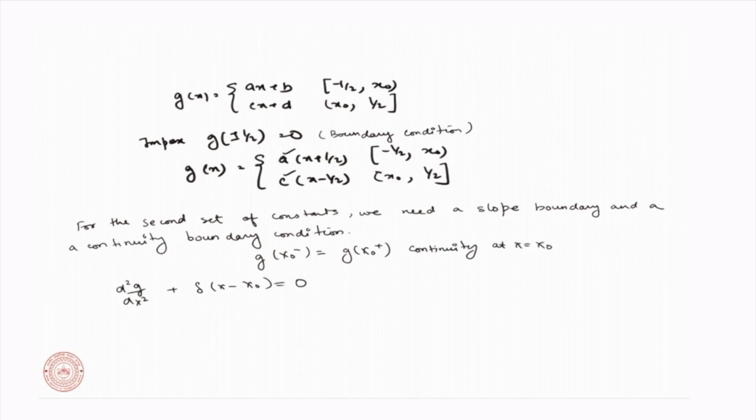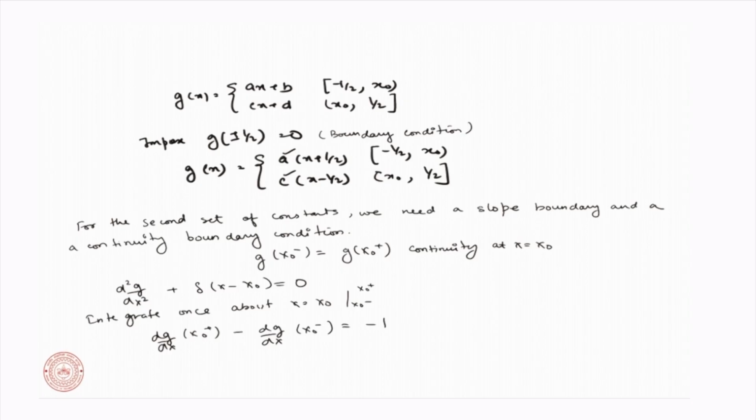We can integrate this once. So, integrate once about x equals x naught plus minus, we will get dg by dx. So we are integrating this with the limit of x naught minus to x naught plus, about x naught. So we get dg by dx at x naught plus minus dg by dx at x naught minus will be equal to minus 1. Integration of the Dirac delta function over x naught is 1. So you take it to the right hand side and it becomes minus 1.